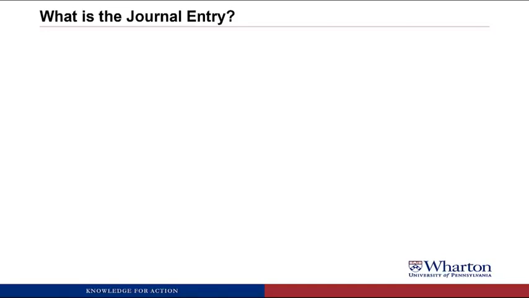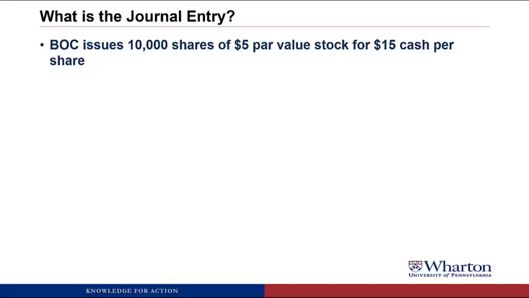So let's practice some journal entries. It'll be the same procedure that we've used in other videos where I'll give you a transaction, put up the pause sign so that you can pause if you want to give it a shot, then I'll give you the answer and we'll talk through how we got it. Here's the first one. BOC issues 10,000 shares of $5 par value stock for $15 of cash per share.